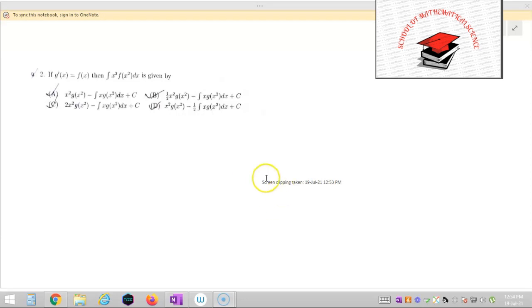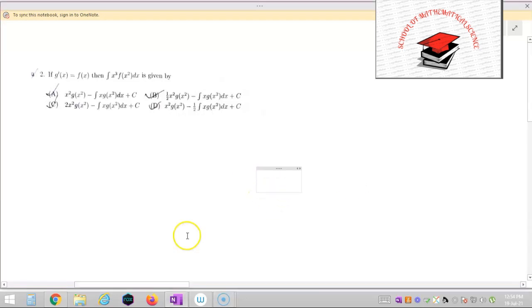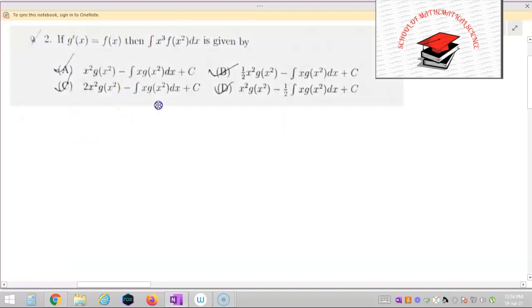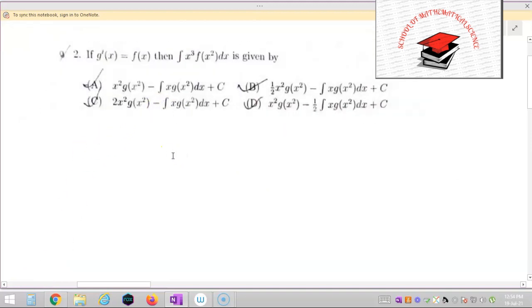So let's solve question number 2, which says that g dash x is equal to f x. Okay, so I am starting the solution. It is given that g dash x is equal to f x, right? So g dash x is equal to f x.